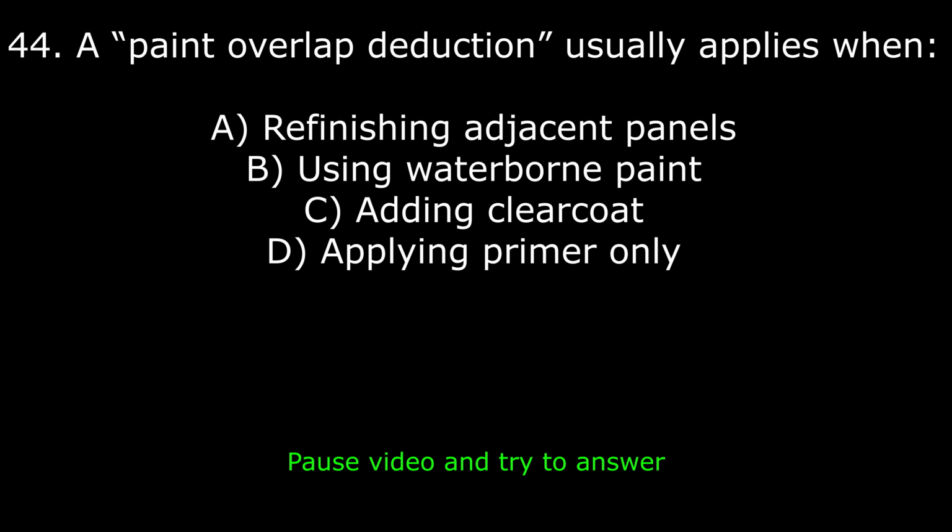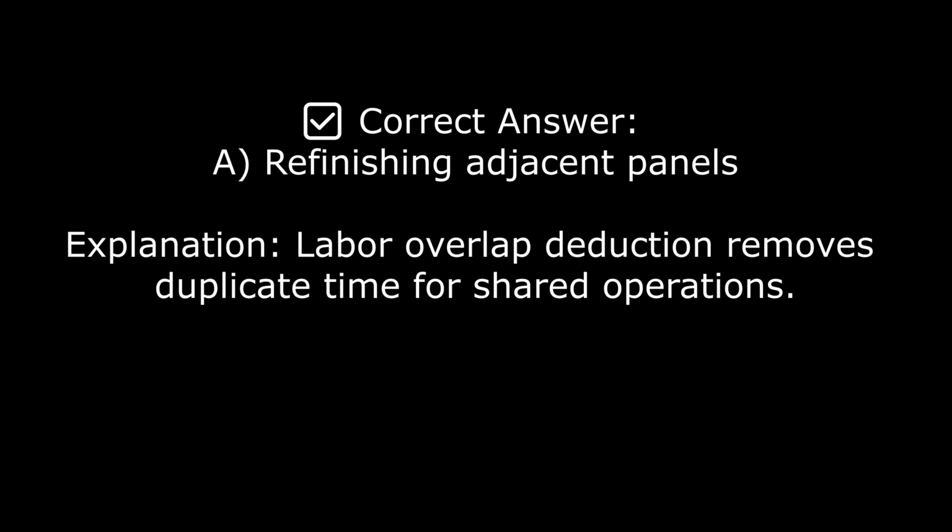44. A paint overlap deduction usually applies when A. Refinishing adjacent panels, B. Using waterborne paint, C. Adding clear coat, D. Applying primer only. Correct answer: A. Refinishing adjacent panels. Explanation: labor overlap deduction removes duplicate time for shared operations.